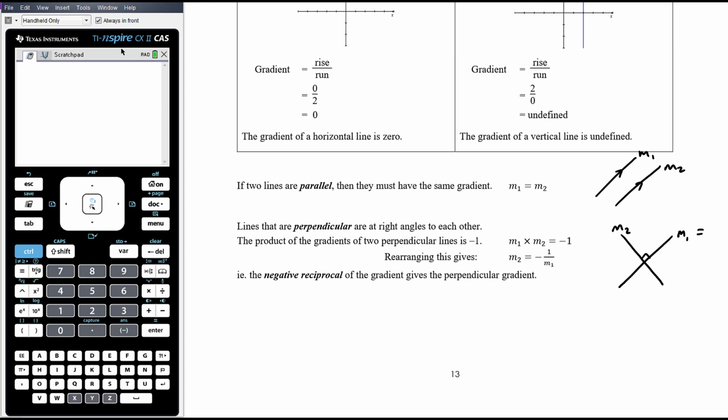So if this gradient was 3, this gradient would be -1/3. The reciprocal of 3, which is 3 over 1, is 1 over 3. If this gradient was 2/5, the negative reciprocal would be -5 on 2. Okay, if we knew this gradient is -7, the negative reciprocal of that is +1 over 7. Okay.